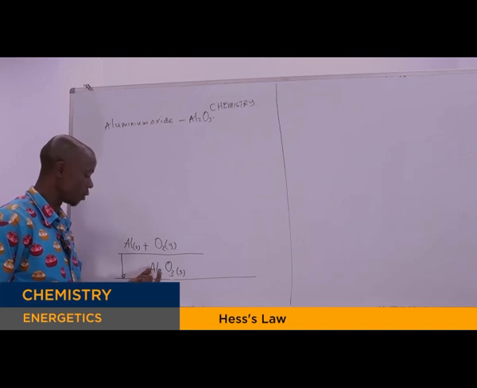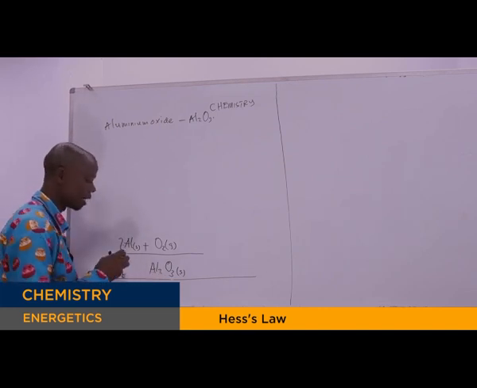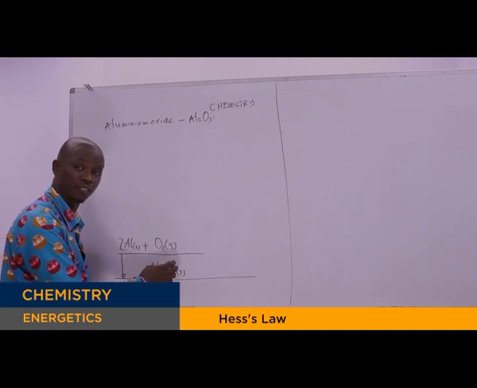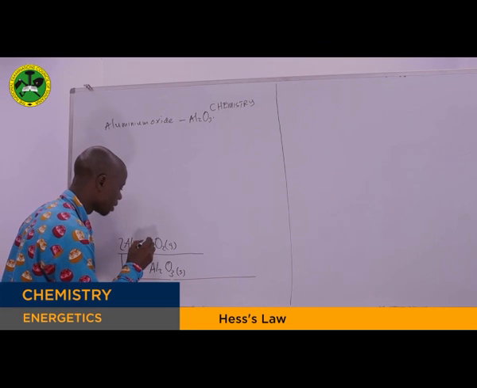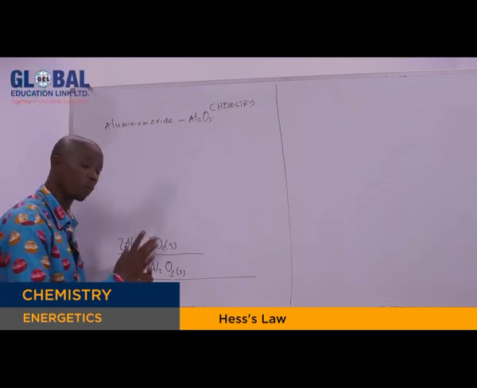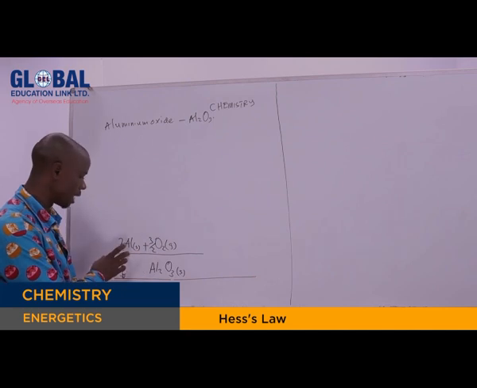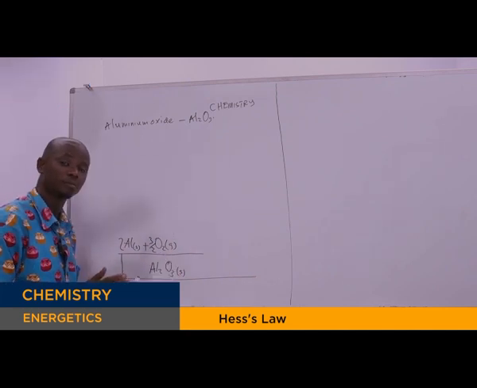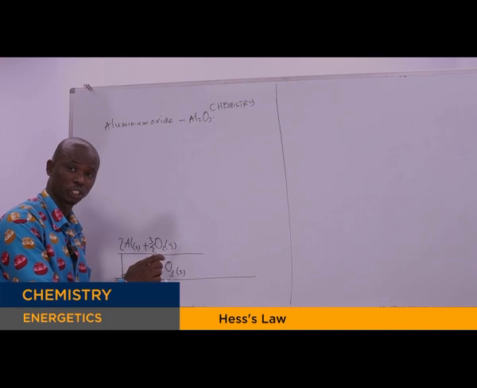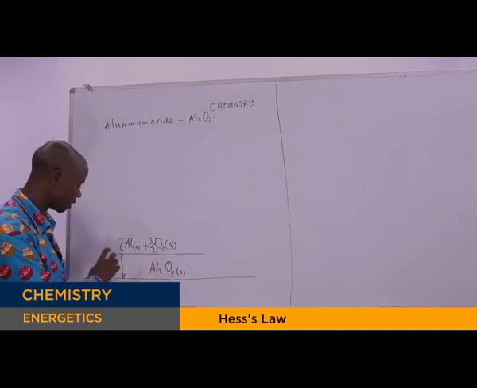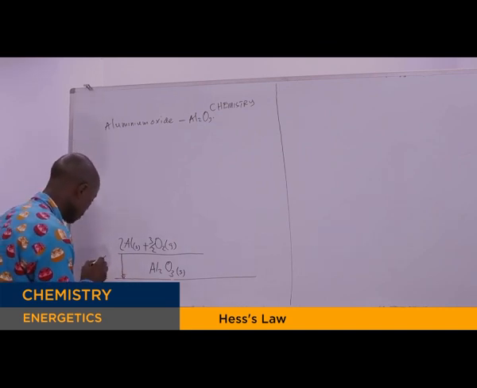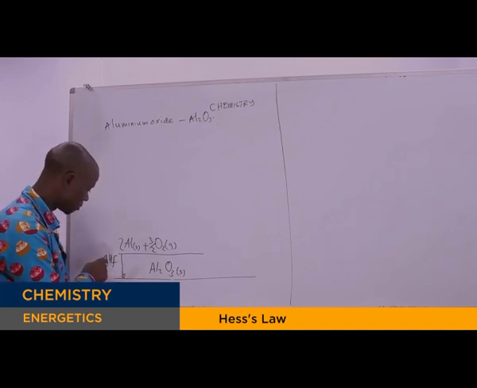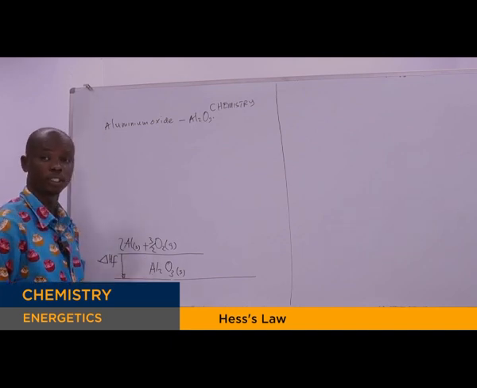If you don't balance, you are going to get trouble when you make calculations. When you balance, here we have 2 aluminium, so you put 2 aluminium here. And for oxygen, here we have 3 gaseous atoms of oxygen, and here we have 2, so you put 3/2 there. So the equation is balanced. What is the name of this one? This is the enthalpy of formation. It is not good to write the whole words here, but we can use the symbols. That is the enthalpy of formation of this compound.